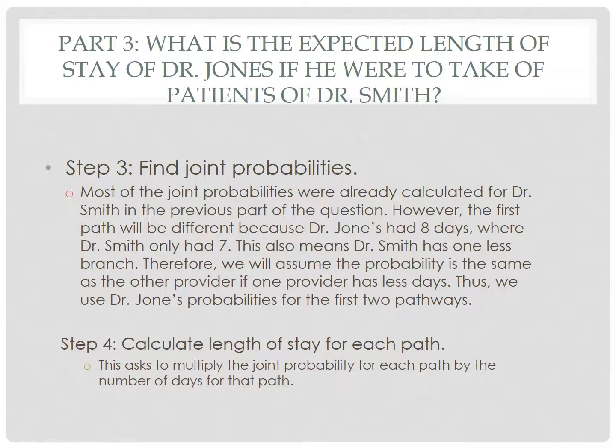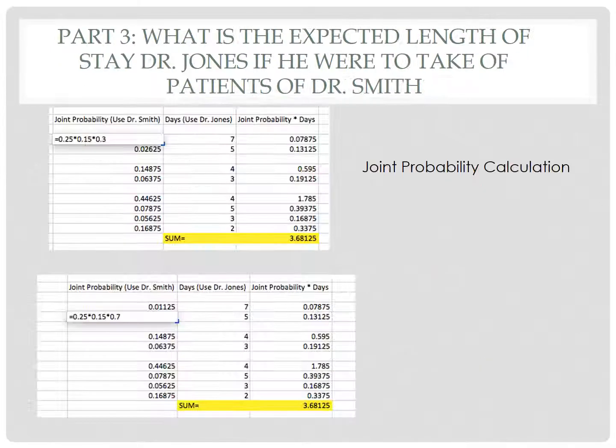Most were already calculated in the other part of the question, but because Dr. Smith's event tree did not have a probability, as it had one less outcome, we will assume it is the same as Dr. Jones's probability for the first branch, which has an outcome of 7 days and 5 days respectively. This is why we added a branch from Dr. Jones's tree. Then you are ready to multiply the joint probability for each path by the number of days on that path to find the length of stay.